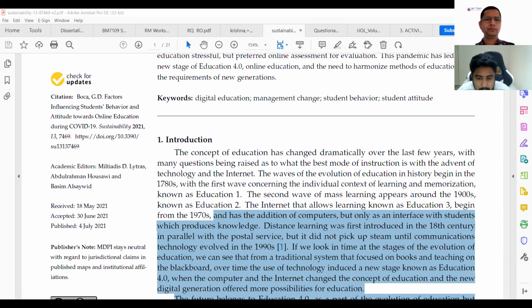So where was it from? Introduction part. Do you want me to read it out aloud or? No, yeah? Just read.